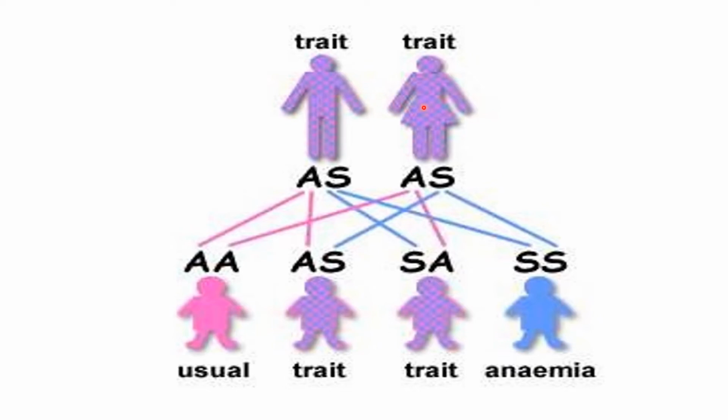This is the commonly found possibility in African Americans and other predominant races where sickle cell anemia is common. Both parents are having the trait. So if both parents have the trait, AS and AS, their children, you can see here, 50% will be having sickle cell trait, 25% will be normal and 25% will be having sickle cell anemia. This is the common possibility.